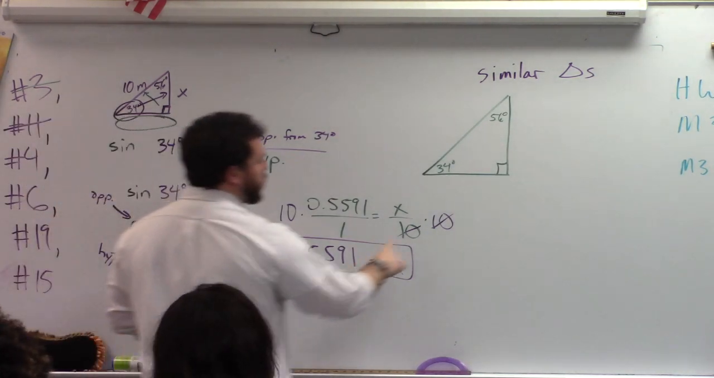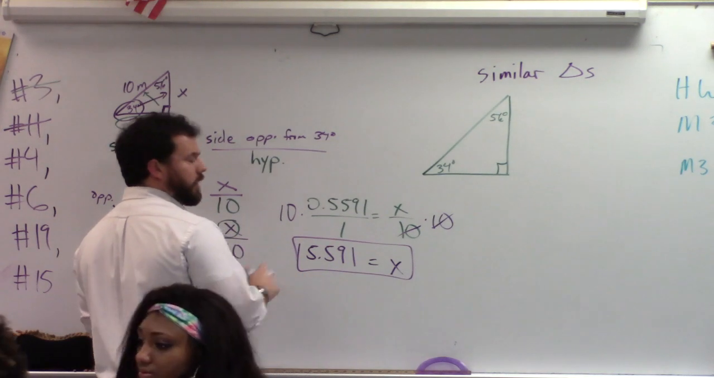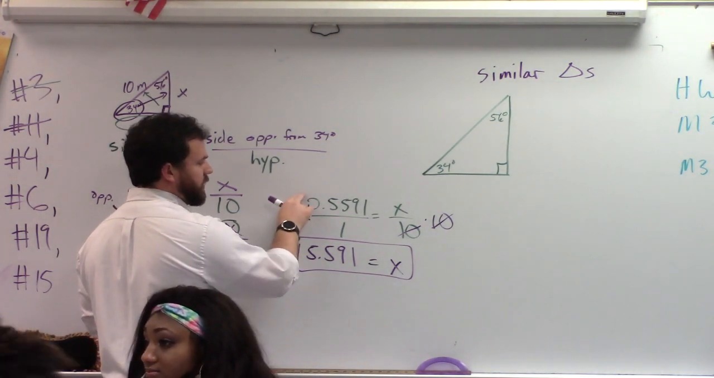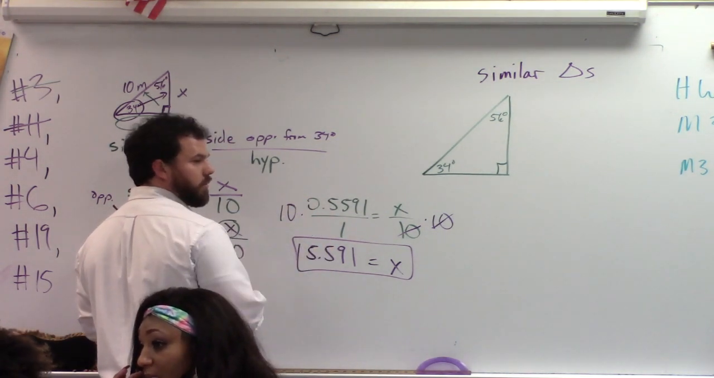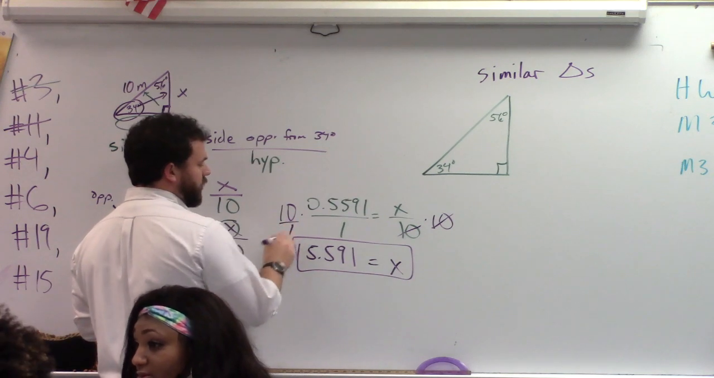So, I multiply both sides of the equation by 10. And so 10 times this divided by 1. Right? Because 10 is understood to be in the numerator.